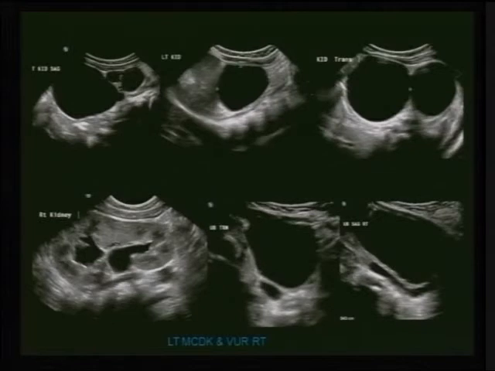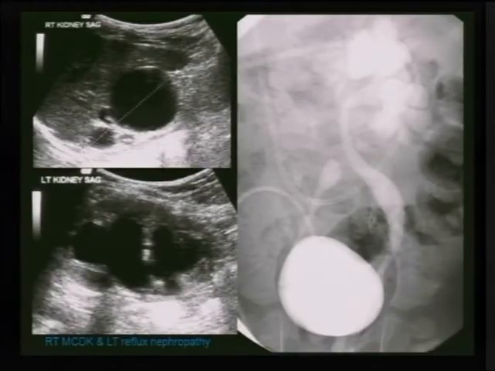If we look at the upper one, typical picture of multicystic dysplastic kidney. If we look at the lower one, there is mild hydronephrosis, hydroureter, and you can see that the ureter is joining the urinary bladder. So there is vesicoureteral reflux in the other kidney, and the other kidney is having the multicystic dysplastic picture, which is typical of what we have seen. The right kidney is having this multicystic dysplastic picture, and the other kidney is having this picture of hydronephrosis.